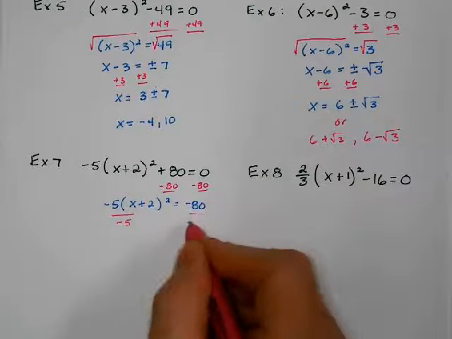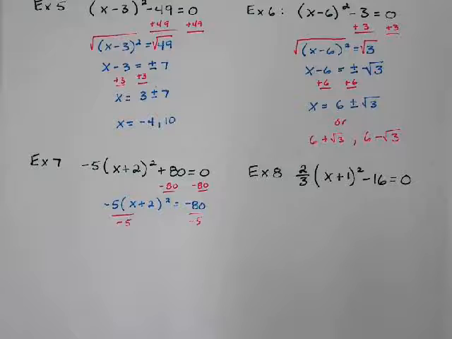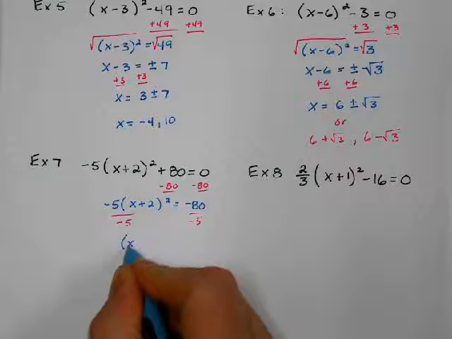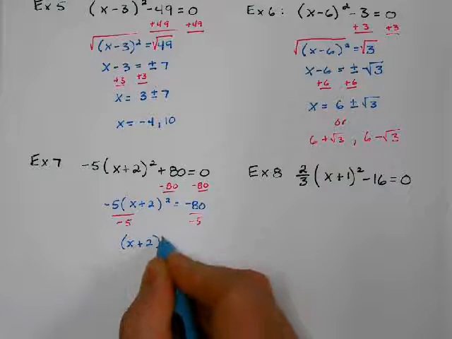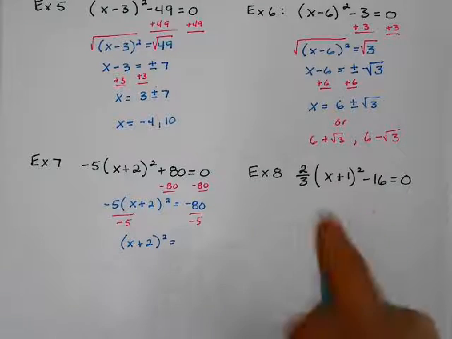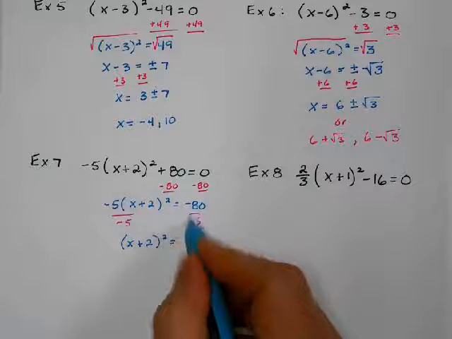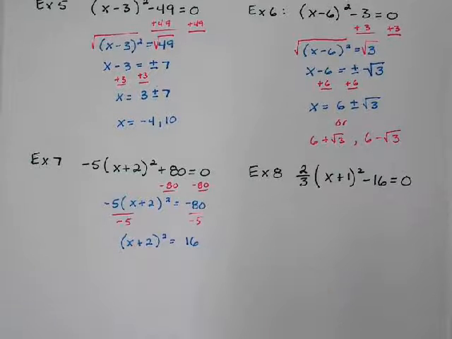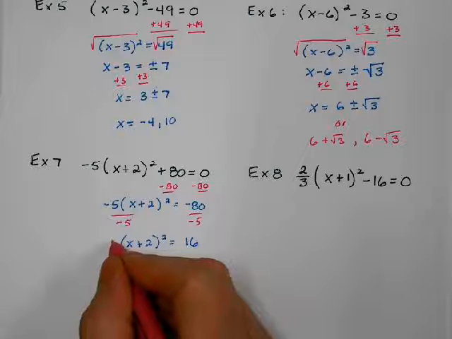And I end up with (x plus 2) squared. And then 5 goes into 80. What's that, 16 times? And it's going to be positive because the negatives are going to reduce each other. So I get 16. Okay, great. Next, I'm going to take the square root from both sides. Square root that side, square root that side.